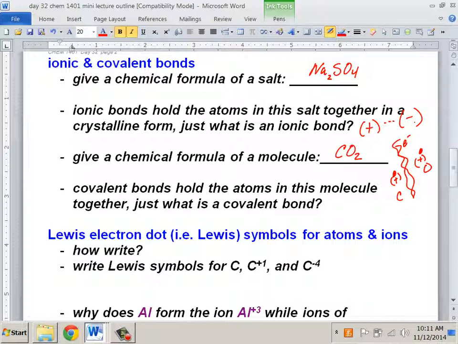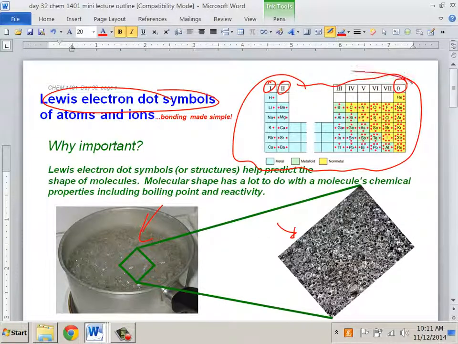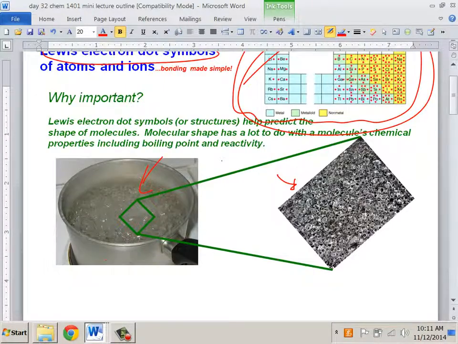Lewis electron dot, or Lewis symbols for atoms and ions. So, how do you write these things? Put the symbol for the element, then put the dots around it. And how many dots do you put? How many valence electrons it has, right? And the easy way to figure that out for most everything is to look where? The group number, yeah. So, no biggie.